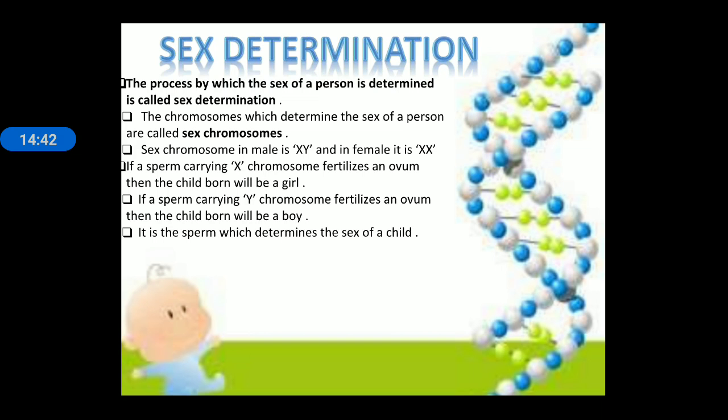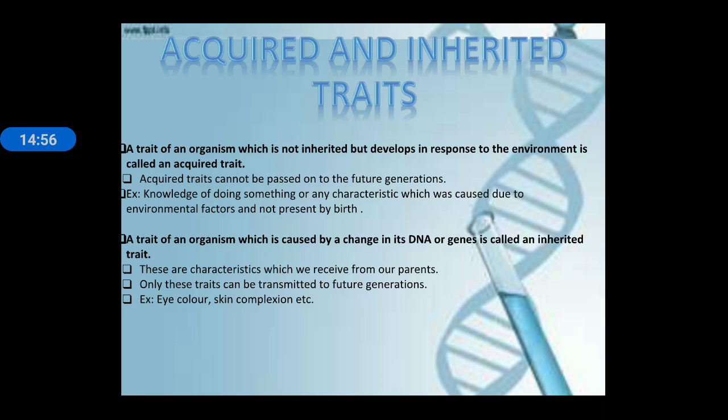If a sperm carrying an X chromosome fertilizes the ovum, then the child will be a girl. If a sperm carrying a Y chromosome fertilizes an ovum, then the child born will be a boy. It is the sperm which determines the sex of a child.